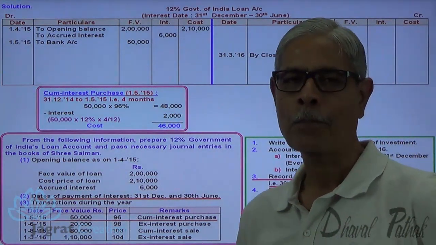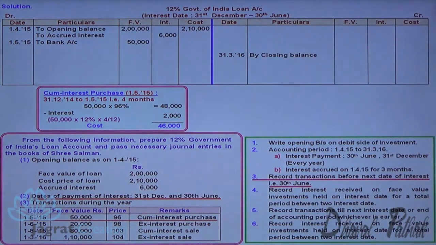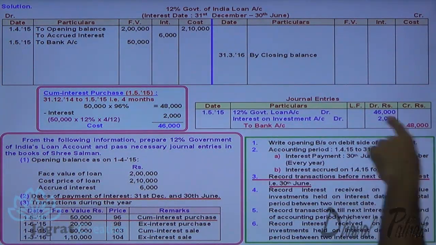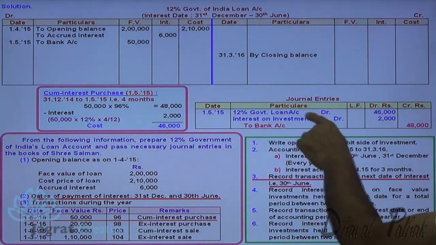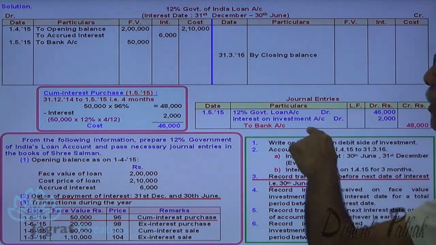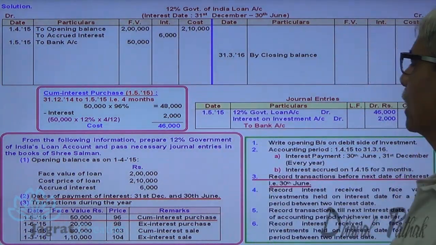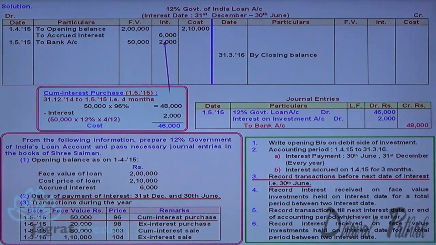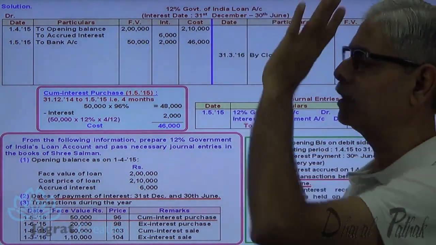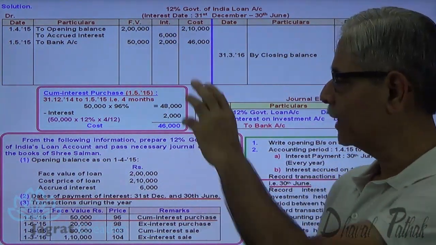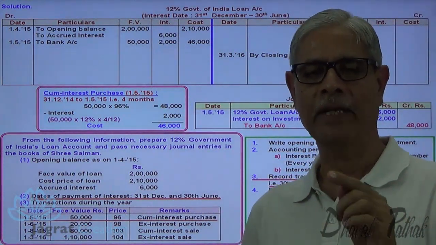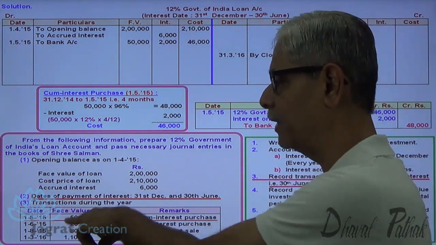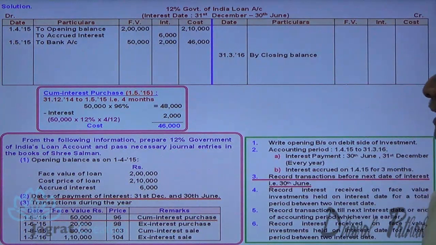This is the transaction. What is the journal entry? Investment account debit, interest account debit to bank account credit. So 12% government loan account debit, interest on investment account debit to bank account credit. So I will write on the debit side of investment account and interest account: 2,000 interest account debit to bank account, government loan account debit to bank account. This is how the journal entry gets recorded and the ledger posting is completed. After recording this purchase transaction, I am required to write down the next transaction because it is entered into before 30th June next, that is the interest date.